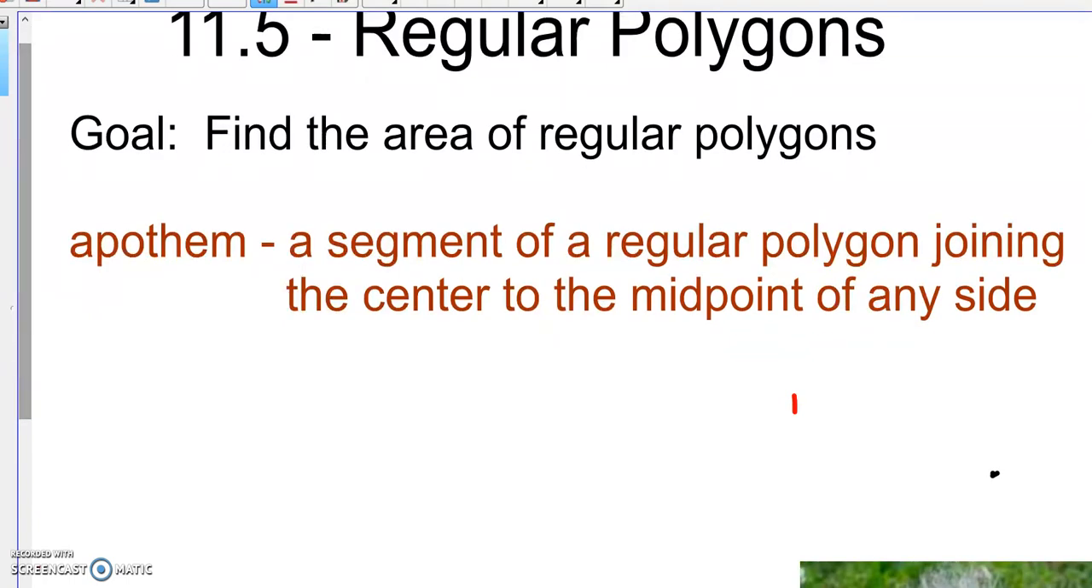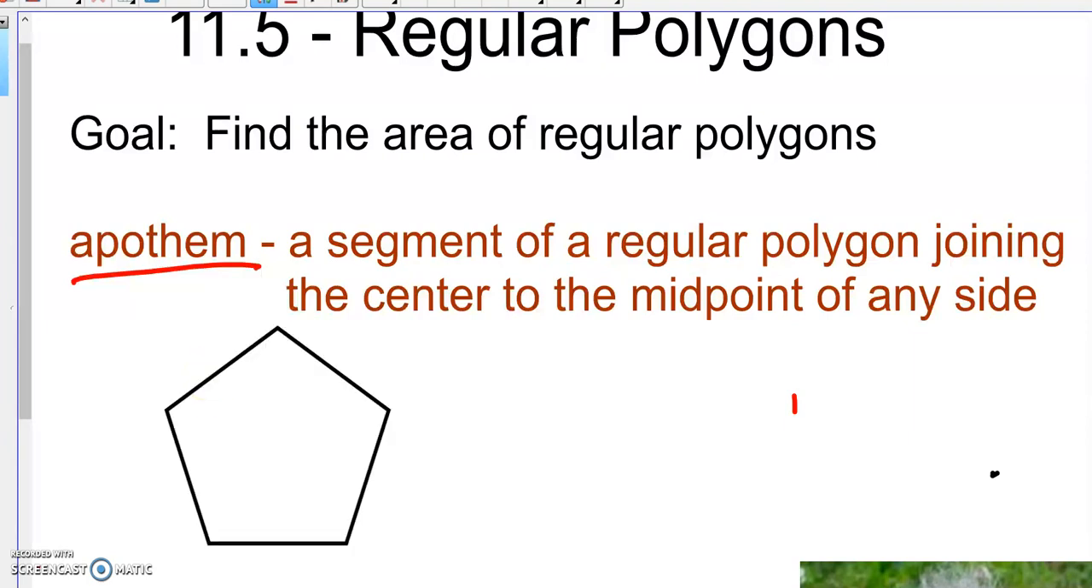One important vocab you need to know is what an apothem is for a regular polygon. That's the segment that joins the center to the midpoint of any side. So if I have a regular pentagon there, the apothem joins the center to the midpoint of any side. That right there is my apothem.